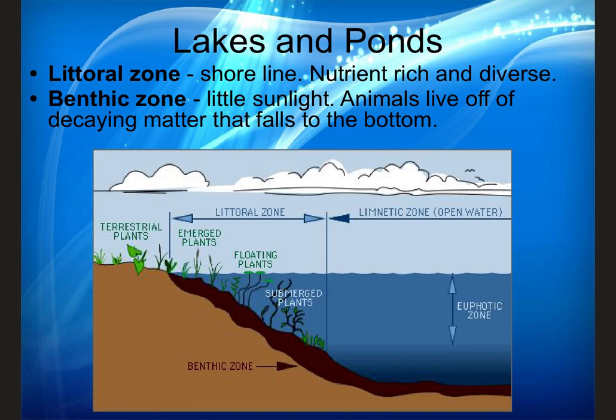All right, so lakes and ponds are broken down into two zones primarily. The littoral zone, which is the shoreline. This is a very nutrient-rich and diverse area, so it's going to have a lot of plants and a lot of nutrients for the animals and plants to grow. The benthic zone receives little sunlight, and animals live off of the decaying matter that falls to the bottom. So this could be coming from the littoral zone, or things that fall from the sky, or things that die higher at the surface as they're swimming along the lake or pond.